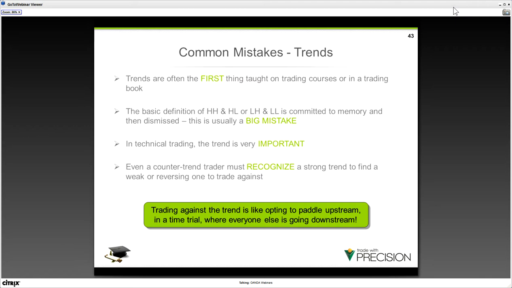Okay, Fibonacci retracements, they only make sense when the price action is in a strong trend. Indicator divergence only makes sense when the markets are in a strong trend. Okay, even counter trend traders need to recognize when there's a strong trend in order to find a weak point or a potential reversal point to actually trade against that trend. Okay, so I think you get what I'm saying here. Going against the trend, it sort of feels like you're swimming upstream. Okay, it's not a great feeling. Stick with the trend and stay with the path of least resistance. It's definitely the higher probability trade.